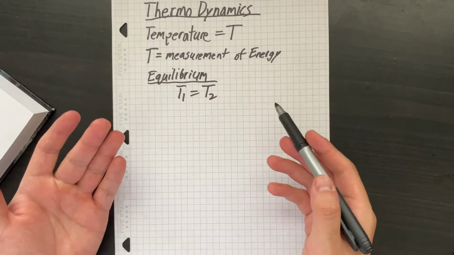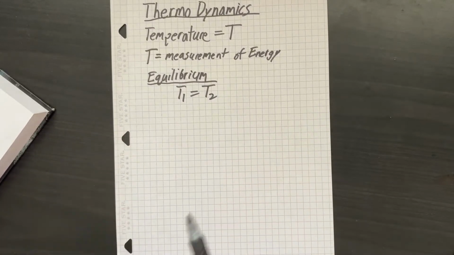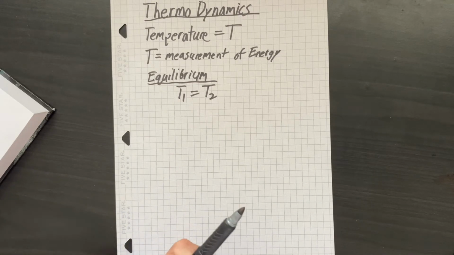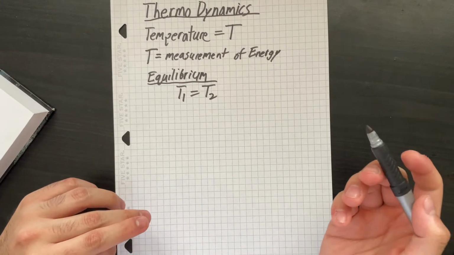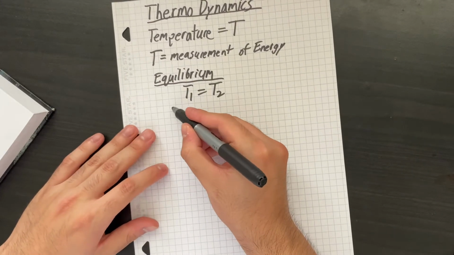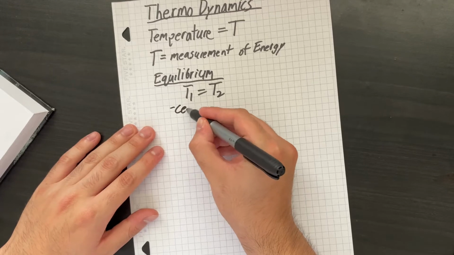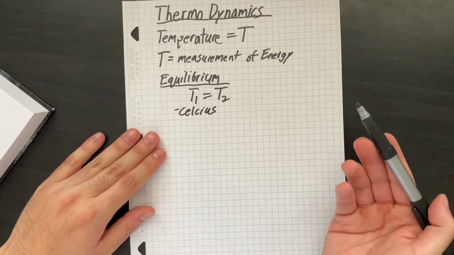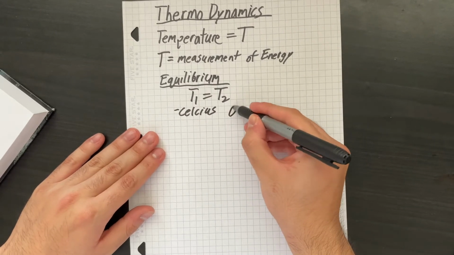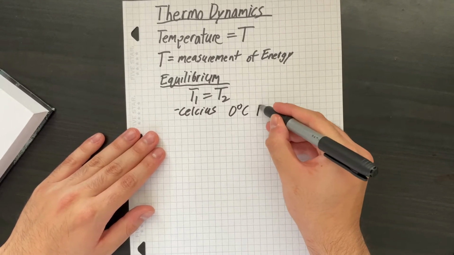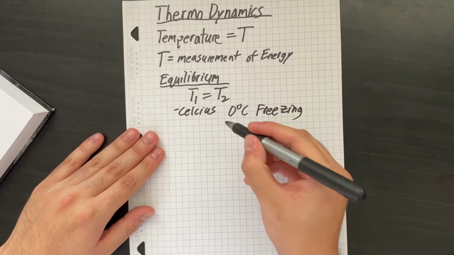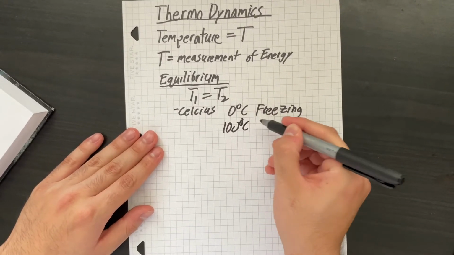Now, some objects reach that faster than others, and we'll learn more about that in a little bit. But right now, we need to go to the temperature scales. So the first temperature scale is going to be the Celsius scale. This scale is very useful for everyday life. Water freezes at 0 degrees Celsius, and water boils at 100 degrees Celsius.